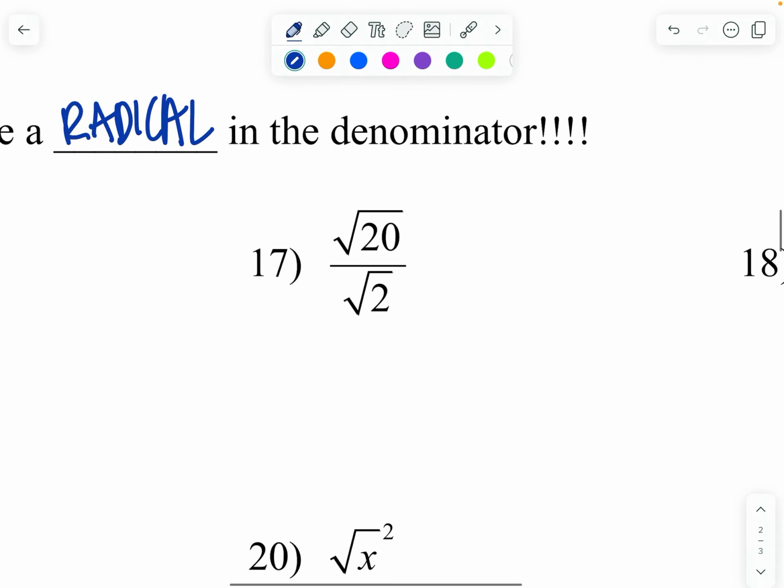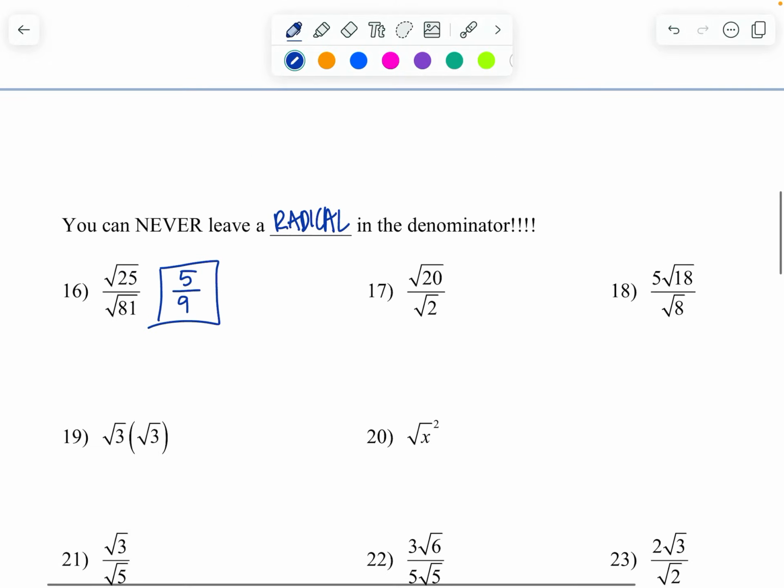For question number 17, shoot, there's a square root in the denominator, but at the very, very beginning, we didn't write it down as a rule, but the square root of x times y, in order to simplify, we broke that up into the square root of x times the square root of y. And I mentioned that it's true for multiplying or dividing. Well, here's where it's dividing.